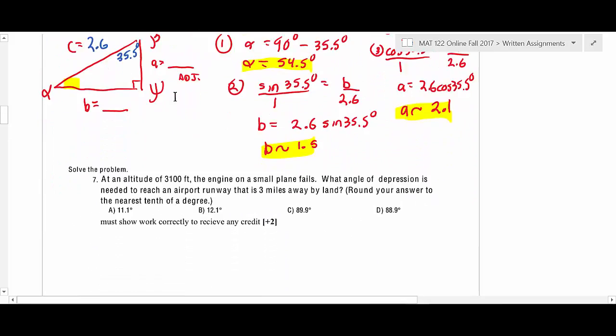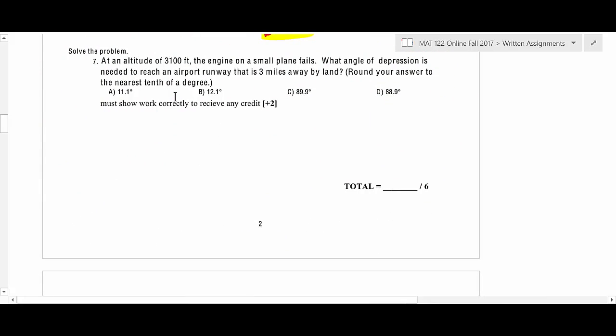Okay, moving to the next problem. This is a word problem. So the key is to set this up, read the problem, see if you can draw a picture of it. So this says, at an altitude of 3,100 feet, the engine on a small plane fails. Holy crap. Okay, what angle of depression is needed to reach an airport runway that is 3 miles away by land? Wow, they're lucky there's an airport nearby. So round the answer to the nearest tenth of a degree.